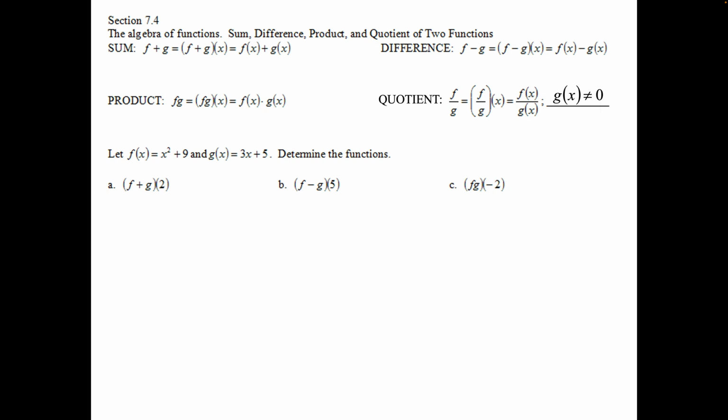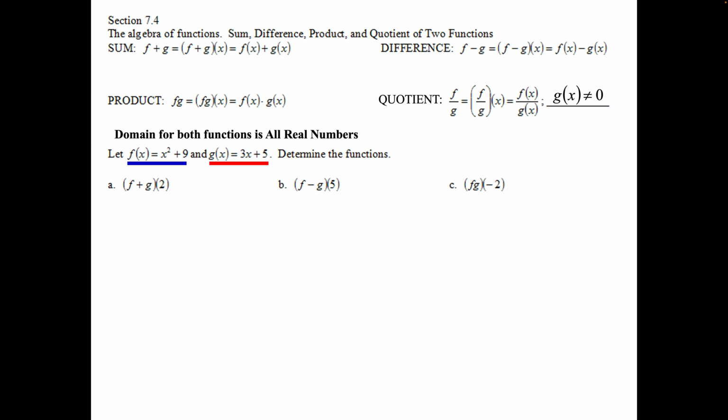So let's look at some examples here. f of x is going to be x squared plus 9. g of x is going to equal 3x plus 5. Because they're both polynomials, both functions have all real numbers. There's no restriction on their domain. So if I wanted to find the f function, we'll let this one be the work in blue. The g function will be the work in red.